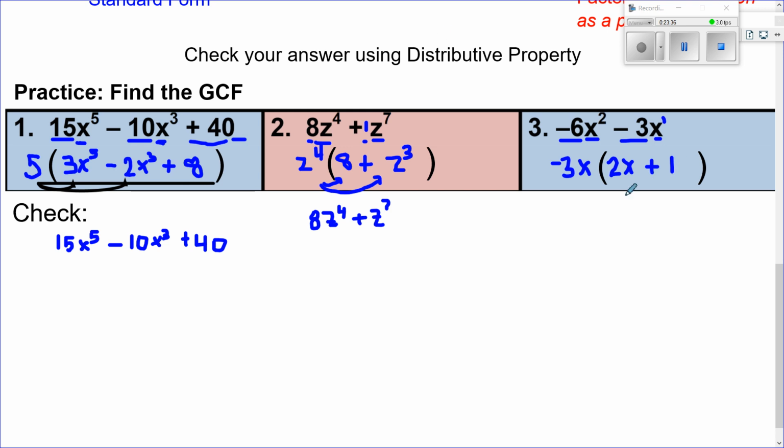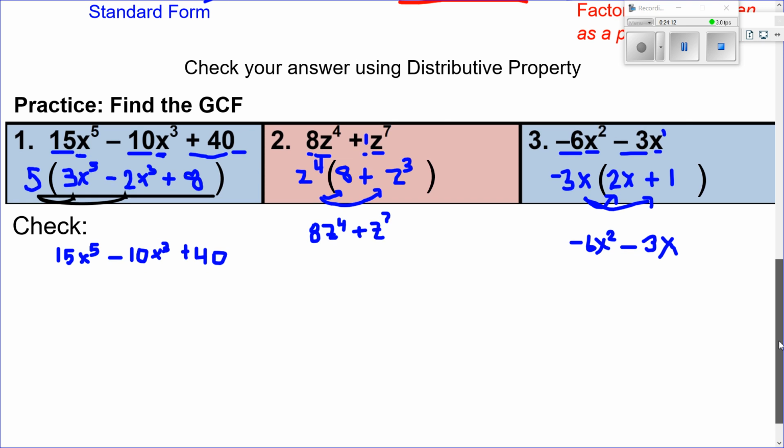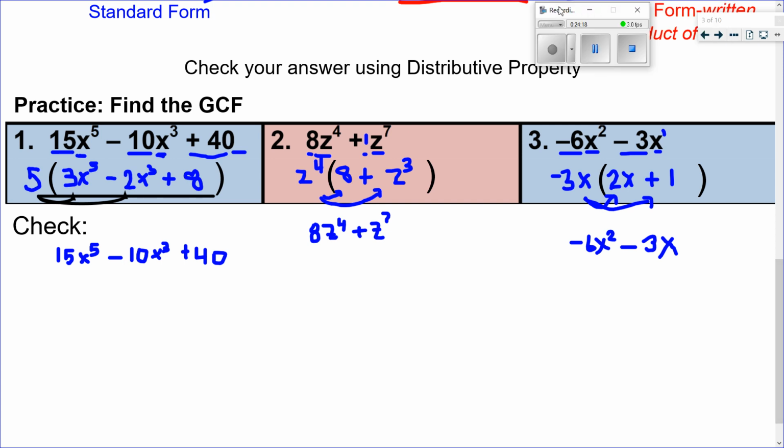Now if you put something down that's wrong here, you could actually go check it. We have negative 3x times 2x, and that is negative 6x squared, just to check it using distributive property. And then negative 3x times 1 is negative 3x. And that's exactly what we have. Always good to check it using distributive property. Obviously you don't have to check it every single time, but I think you really should. So that's basically how you do that.